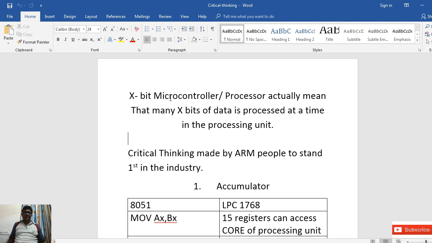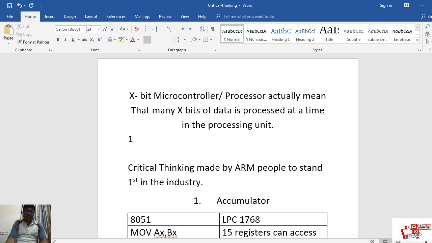First of all, the X-bit microcontroller or processor. Consider an example called a 16-bit microcontroller or processor. It can be a microcontroller or it can be a microprocessor. If it is called 16 bits, that many bits of data are processed at a time in a processing unit. Here processing unit means the core of your microcontroller or microprocessor. So 16 bits of data are going to be processed at a time in your processing unit. This is the technical meaning of X-bit microcontroller or processor.